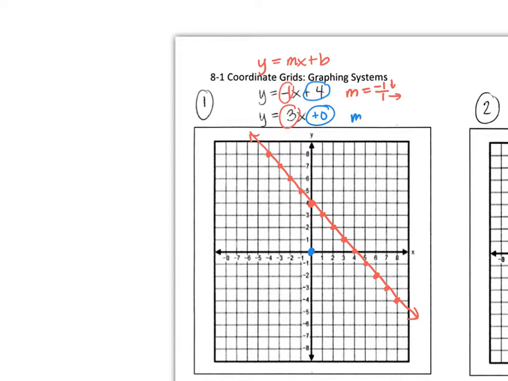And a slope of 3 means 3 over 1. So we're going up 3. That's our rise. Right 1. That's our run. Or they're both positive. So up 3, right 1. Look at that. I'm already at my solution. So I'm not going to graph any more points. I see where they intersect. Here's my line. And our answer here is 1, 3.